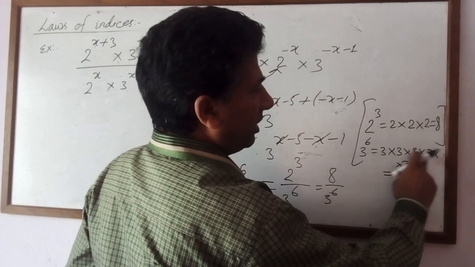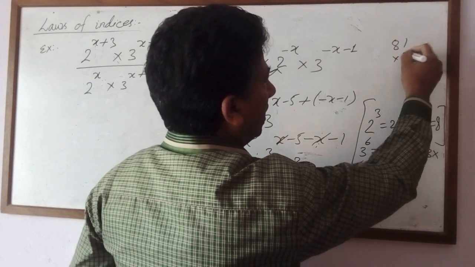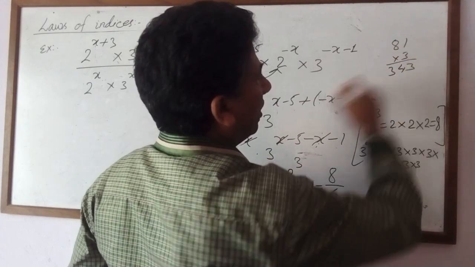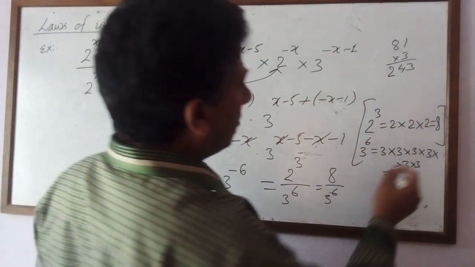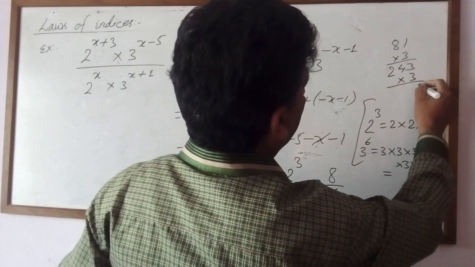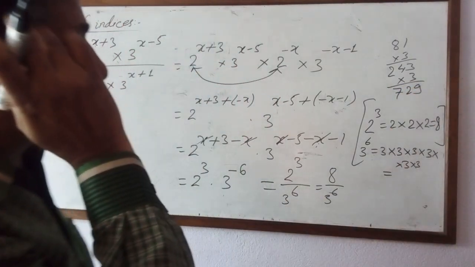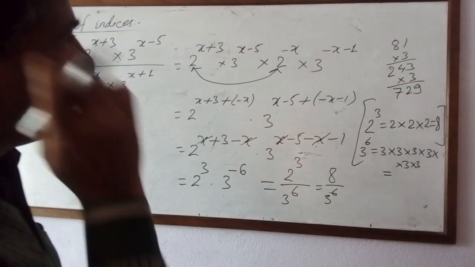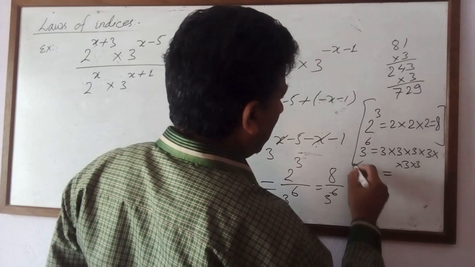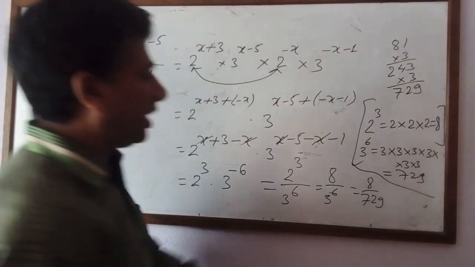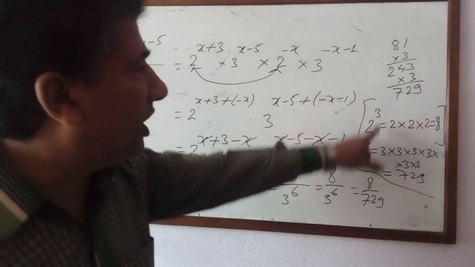3, 27 times 3, 81 times 3, 243. Again multiply it by 3, 729. It will be 729. Now you can write the answer in this form. If the power is bigger, then you can write the answer in this form also, no problem. But if you want to write like this, it means the power is also there.